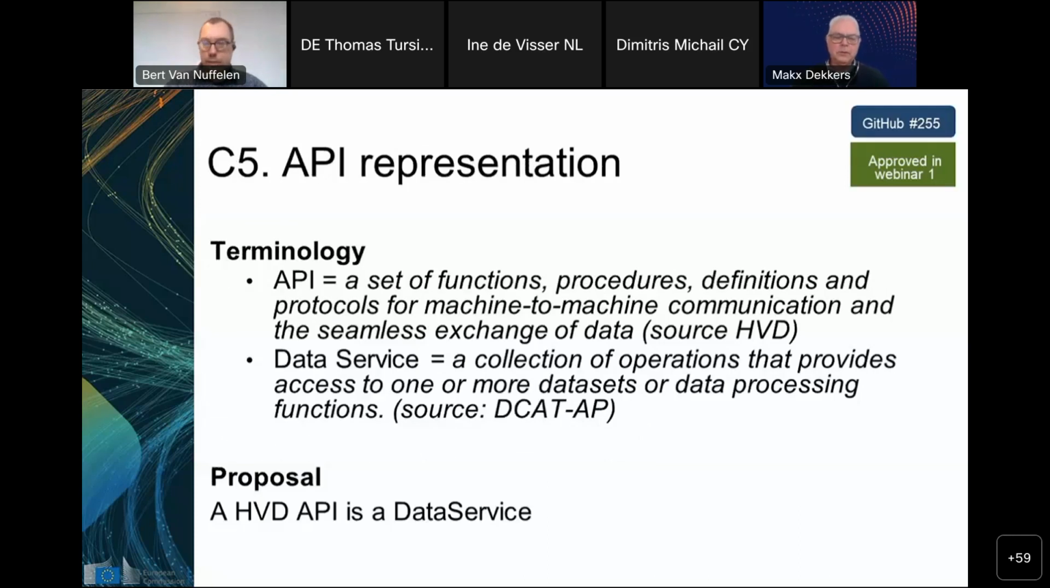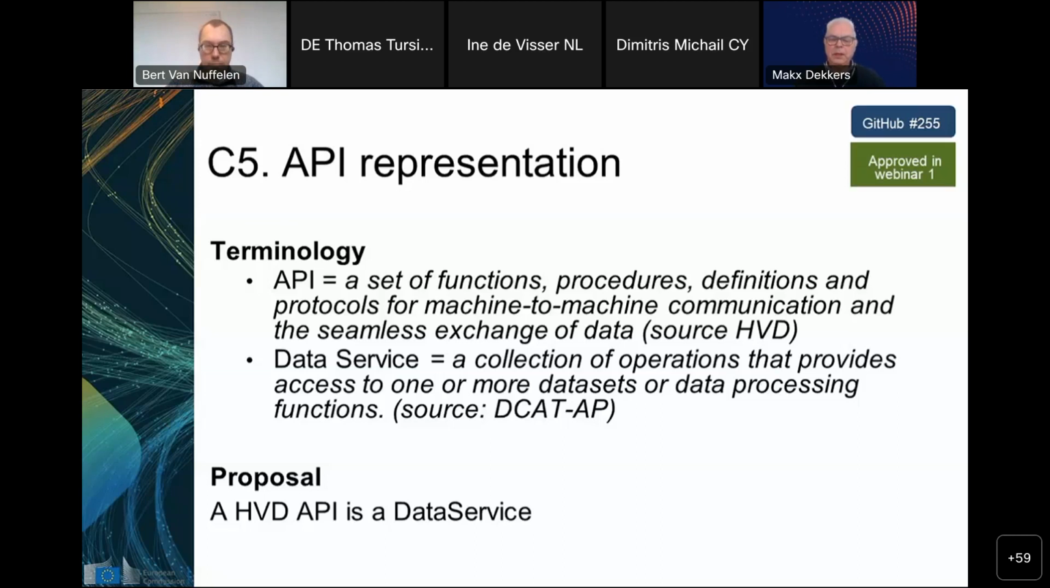That's it, I think. So go to C5. C5 is again a terminology, the word API. Here again, we apply the same mapping of the definitions. What we said is that the term API in the high-value dataset implementing regulation is a data service in DCAT-AP. So that is essentially the terminology that we want to use in the implementing regulation.